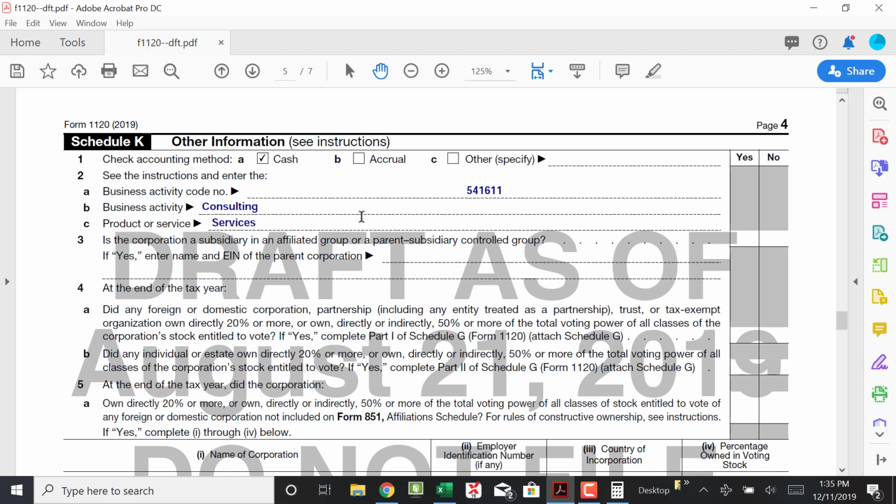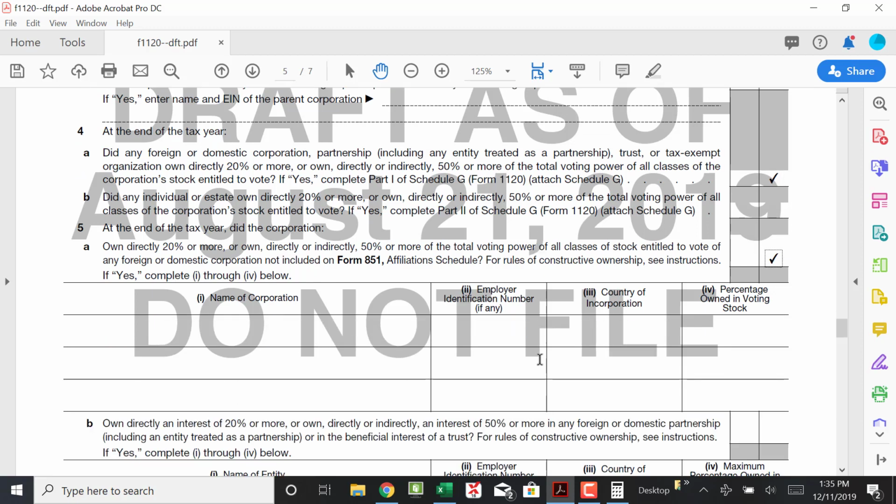Okay. So we're going to go through and look at all these questions and see if they are things that we need to say yes to or no. They are not a subsidiary in an affiliated group. No. No corporation, partnership, etc. owned them, so that's a no. The corporation didn't own any other companies.